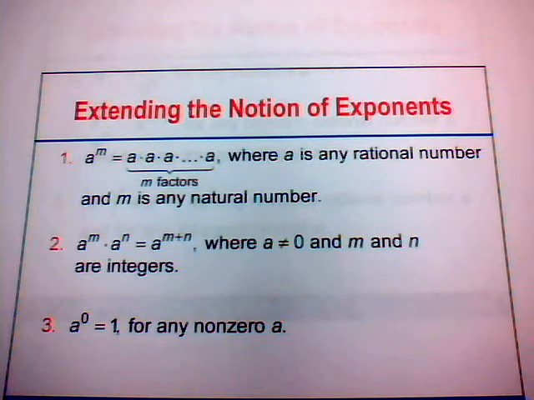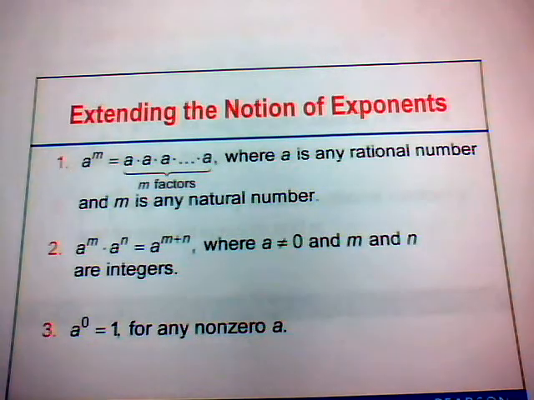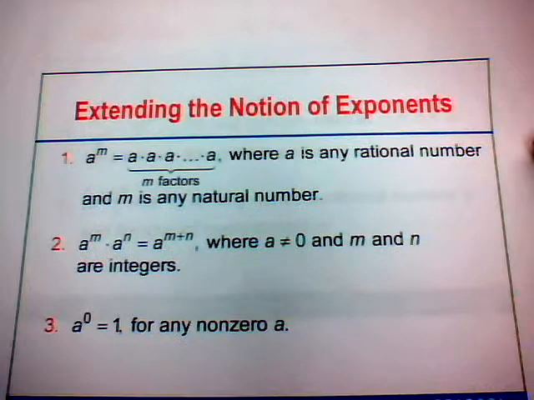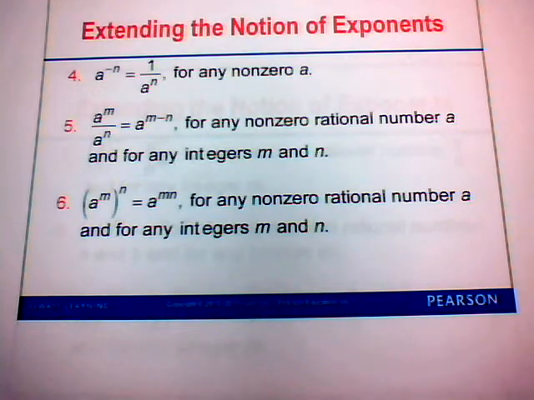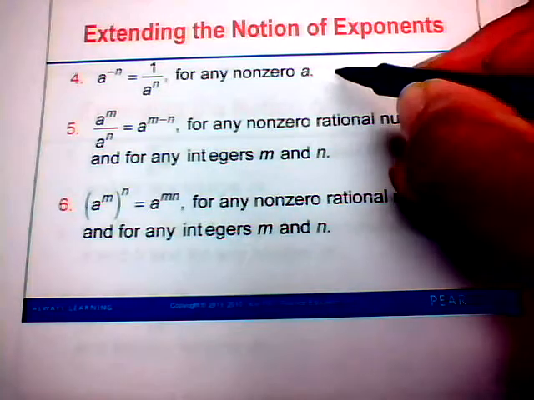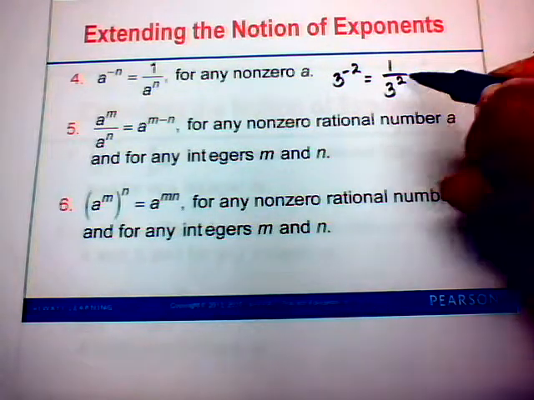And then a to the 0 power, for any non-zero a, is always 1. Like a to the 0 power is going to be 1. 1/3 to the 0 power, again, will be 1. And then the next one, a to the negative n, that's going to be 1 over a to the positive n power. Okay, so think of 3 to the negative 2. We write that as 1 over 3 to the second.